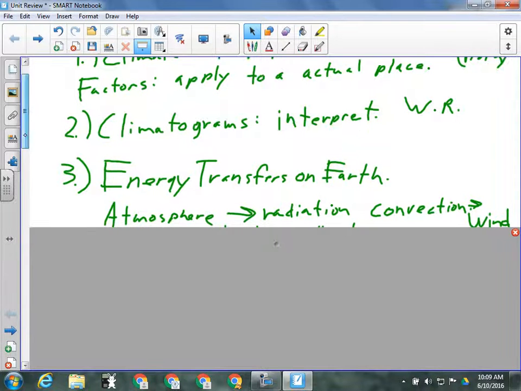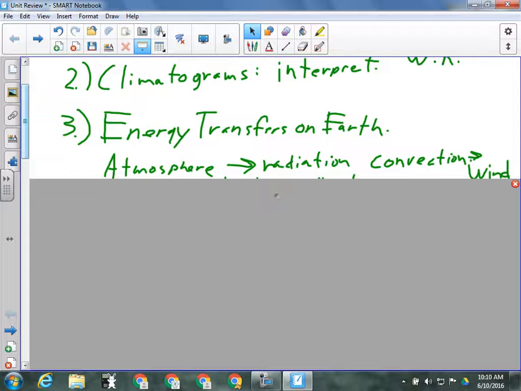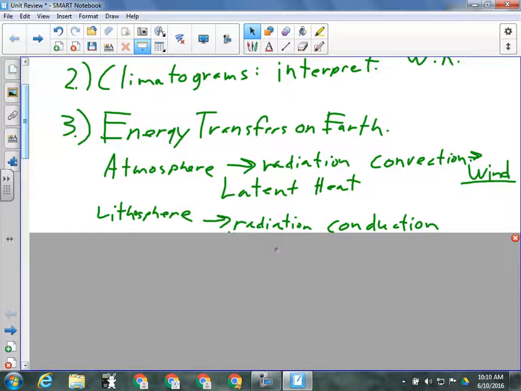All right, so energy transfers on Earth. The atmosphere absorbs radiation and transfers using convection, and we call that convection wind. Remember, latent heat also moves through the atmosphere, and that latent heat can be transported by the jet stream.